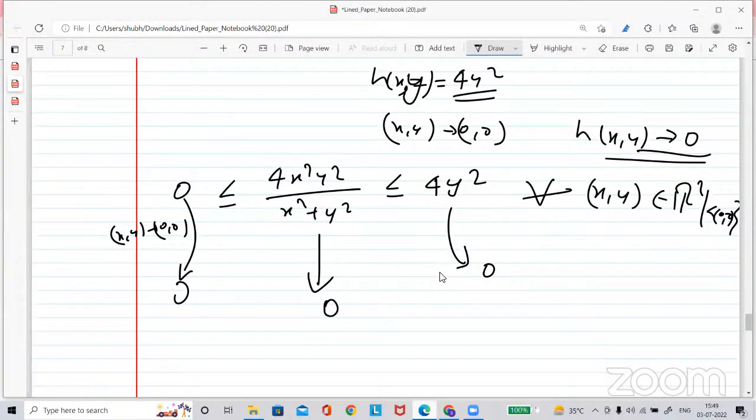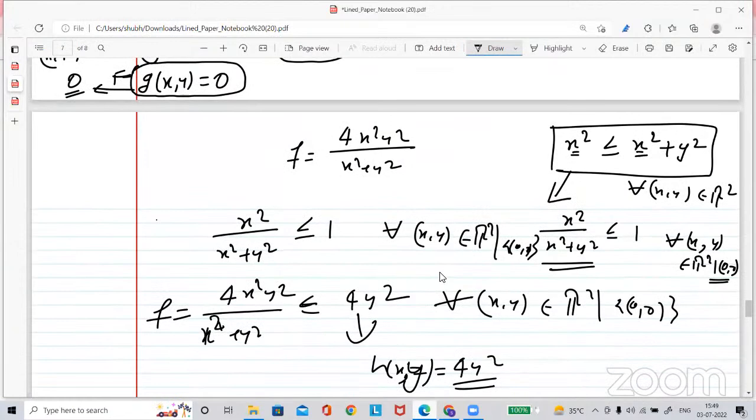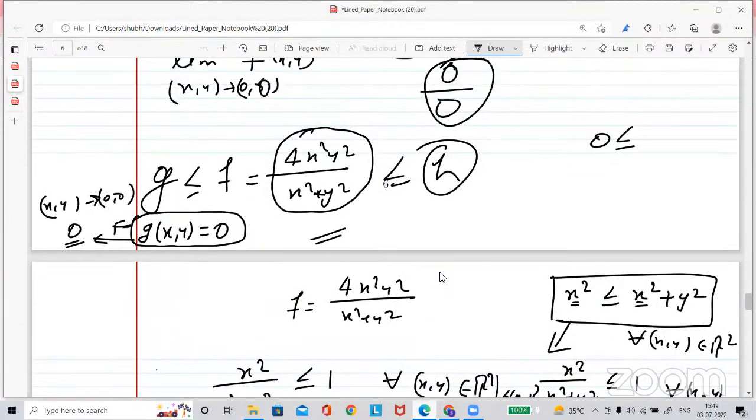Clear? So now we are able to find the limit of this function. Actually, it is now 0, 0. Sorry, 0. So I don't know, is it clear to all of you what I just want to tell you? Limit.